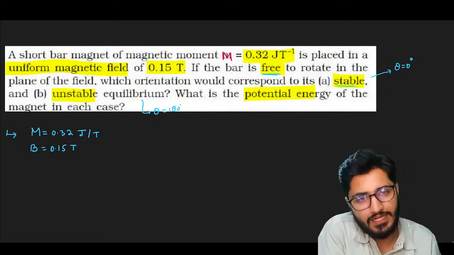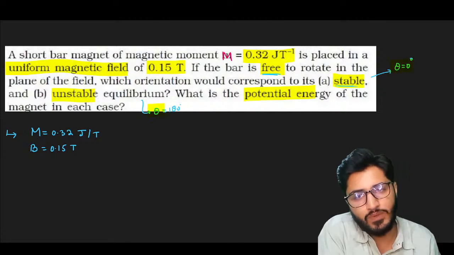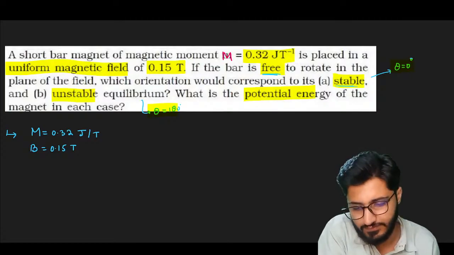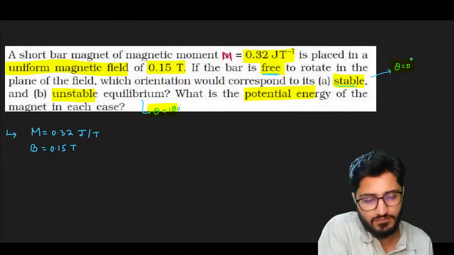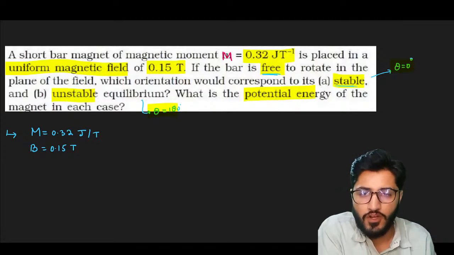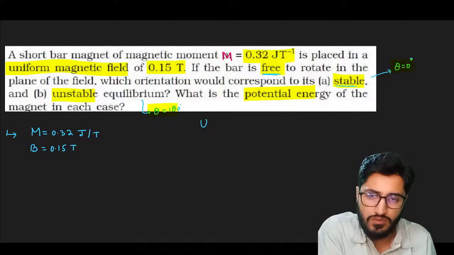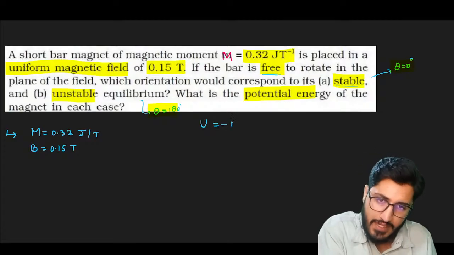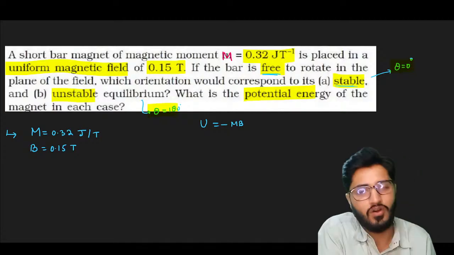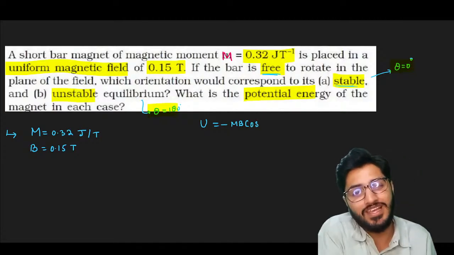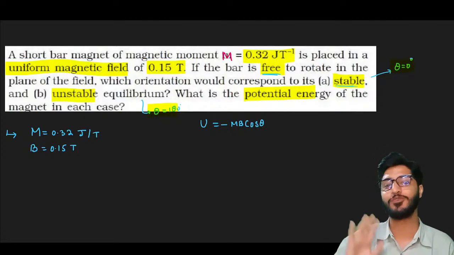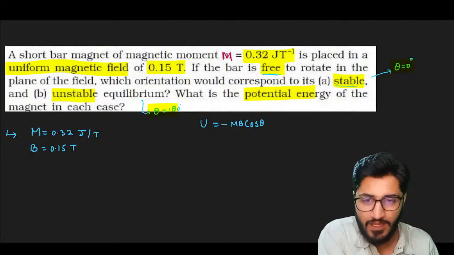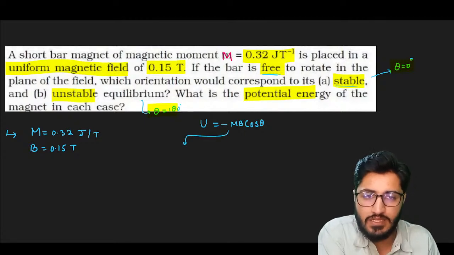When my theta is 0 degree, it is stable. When theta is 180, it is unstable. We know it. Look now. For potential energy U, do you know what U is? U is minus MB sin theta. No, it is minus MB cos theta. Why? Because U here is a scalar quantity, M dot B.